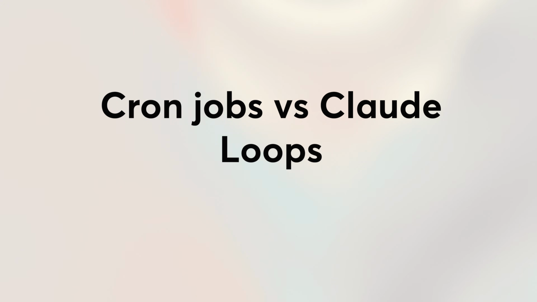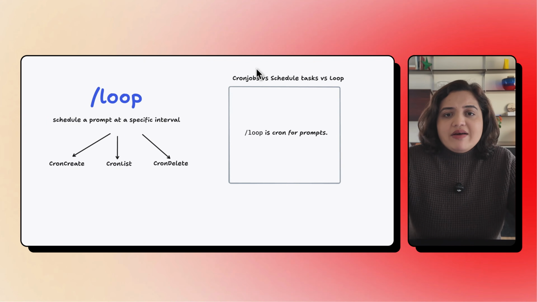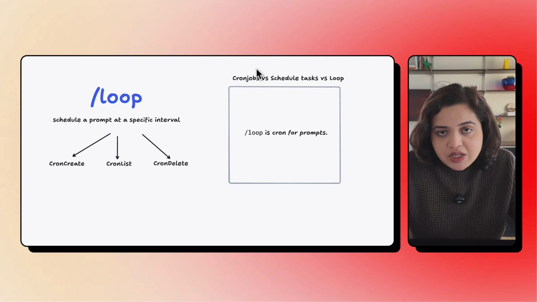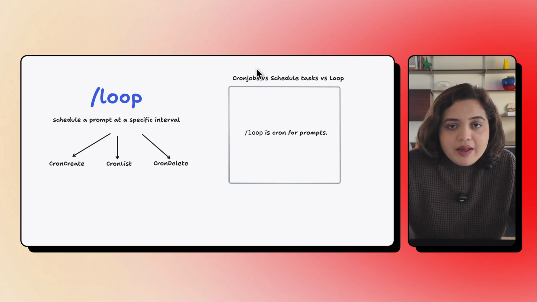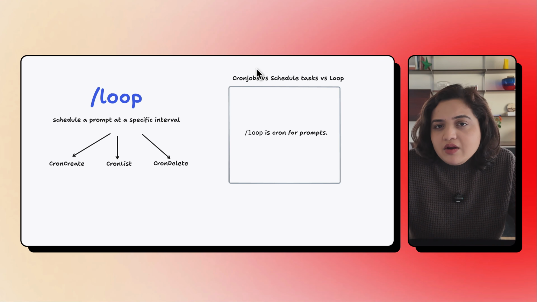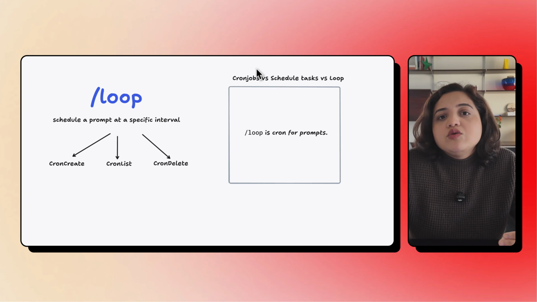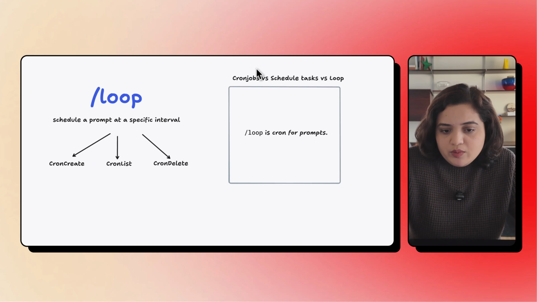What is exactly the difference between cron jobs versus loops? Cron jobs have access to your system and they're at a system level. So they essentially are a command that will run a specific bash command or a specific task you want to run at a specified interval. And you have to go and manually cancel it. That's the whole purpose of it.